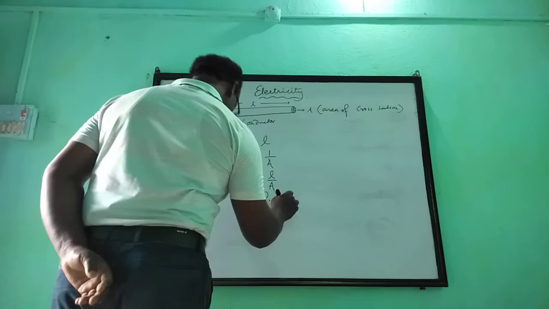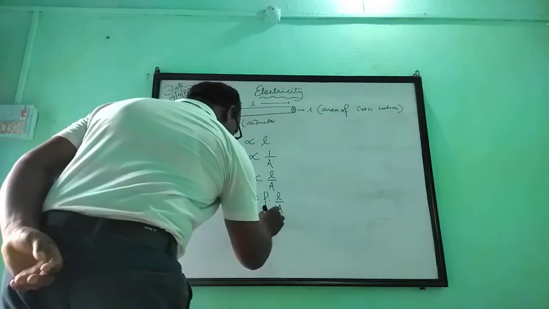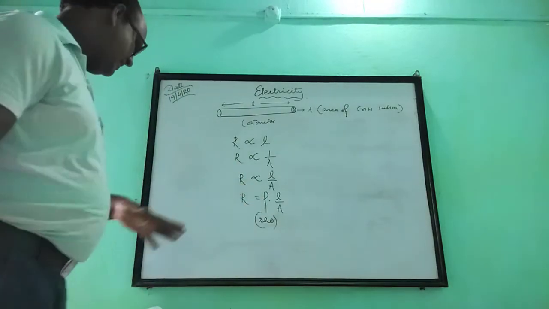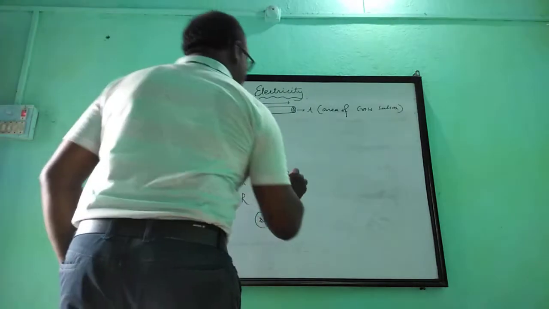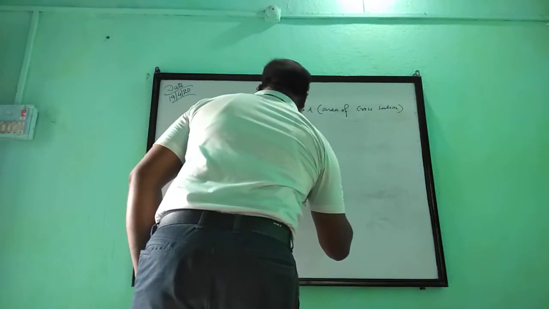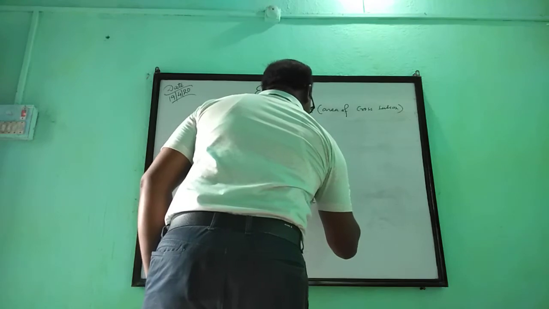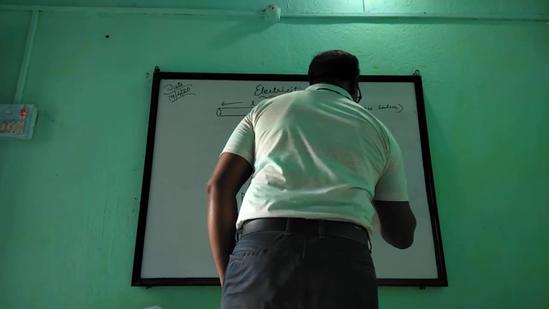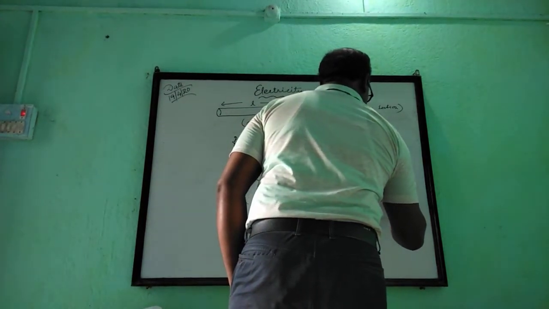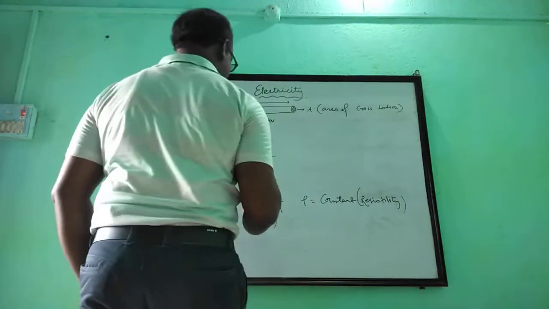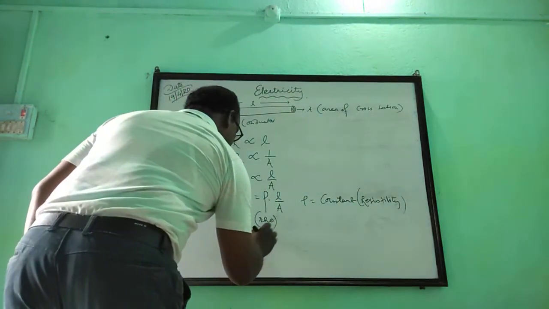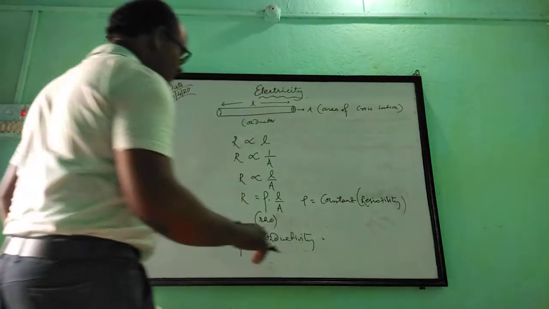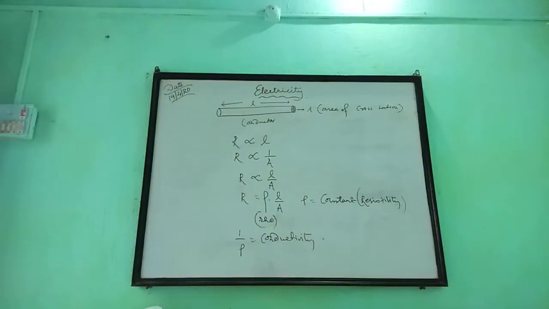This is called rho, R-H-O. This sign, it's a Roman alphabet called rho, and here it expresses resistivity. Rho equals constant, and here it is resistivity. Resistivity, and 1 by rho equals conductivity. For numericals, this formula will be used.